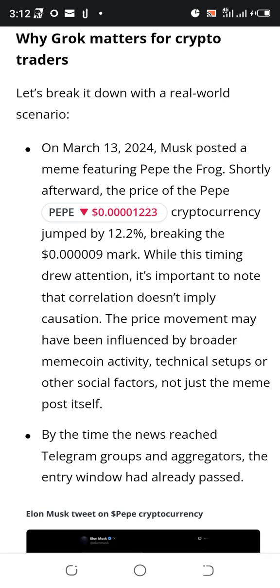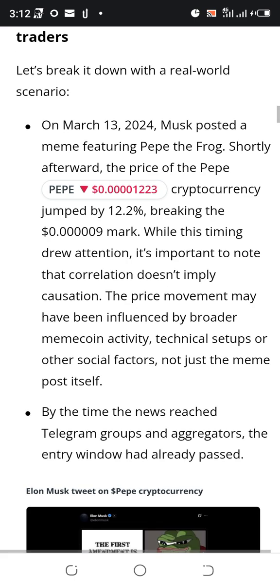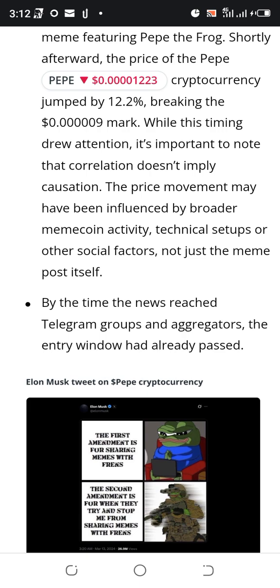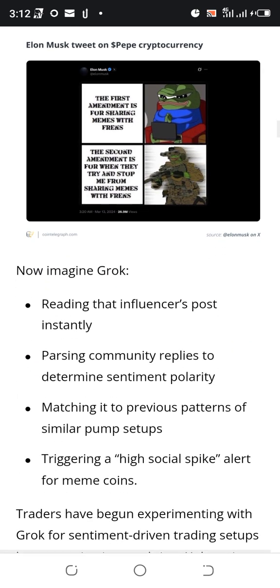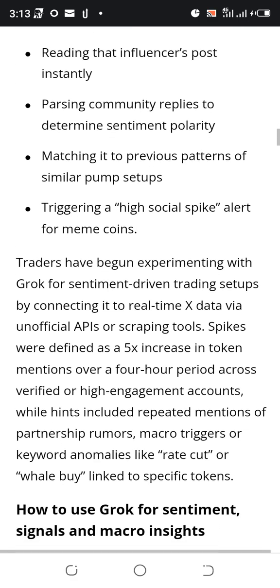It's important to know that correlation doesn't imply causation. By the time the news reached Telegram groups and aggregators, the entry window had already passed. Now imagine Grok reading the influencer's post instantly, parsing community replies to determine sentiment polarity, matching it to previous patterns of similar pump setups, and triggering a high social spike alert for meme coins.